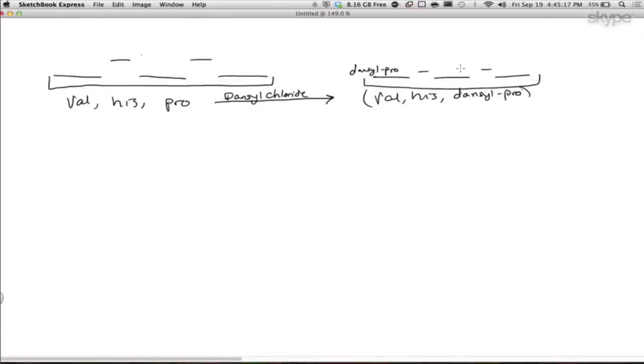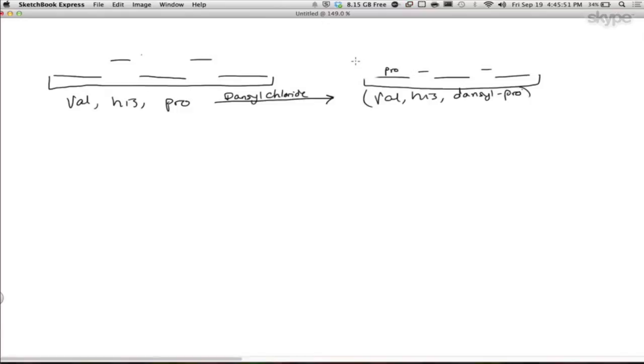Okay, so can we figure out who goes in the first position? Yes. Who's the first amino acid? Dansylproline. Okay, good. Except we're trying to figure out the original tripeptide. Who was the N-terminus in the original tripeptide? Proline. Not dansylproline. Remember, the Dansyl is just something we added as a trick to try to figure out who went first. We're trying to figure out what the original peptide looked like before we added the Dansyl. All right, so who was the first amino acid?